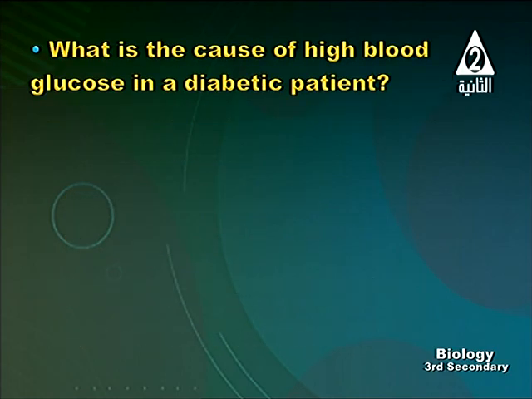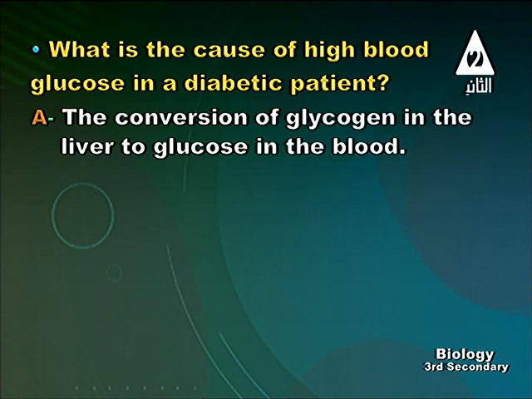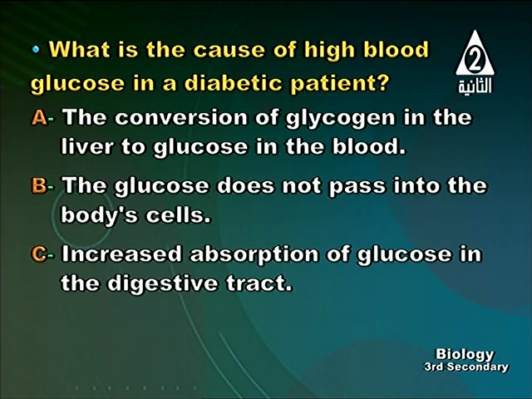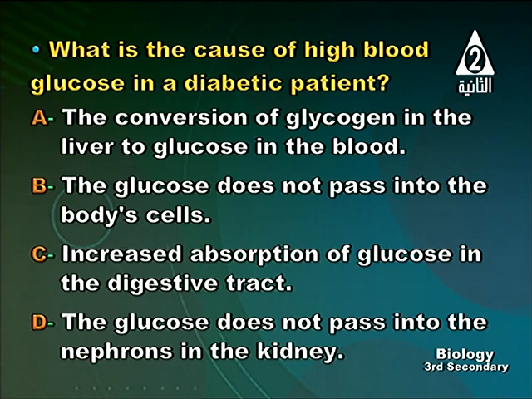What is the cause of high blood glucose in a diabetic patient? Of course, you know that a diabetic patient suffers from an increased amount of glucose sugar in their blood. This is due to absence or extreme shortage of insulin hormone, which is secreted from beta cells in the pancreas, as teacher Mona told you. So the cause of high blood glucose in a diabetic patient: conversion of glycogen in the liver to glucose in the blood, glucose doesn't pass into the body cells, increased absorption of glucose in the digestive tract, or the glucose doesn't pass into the nephrons in the kidney.